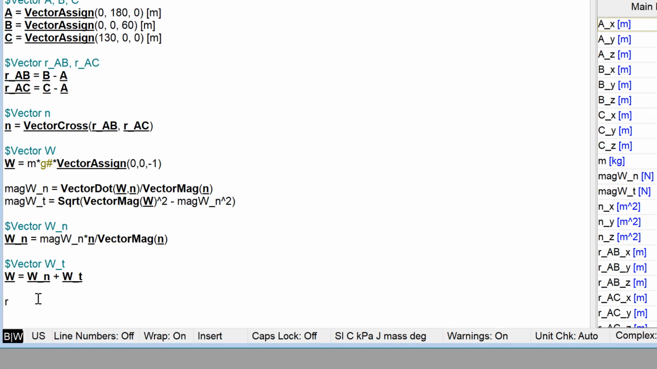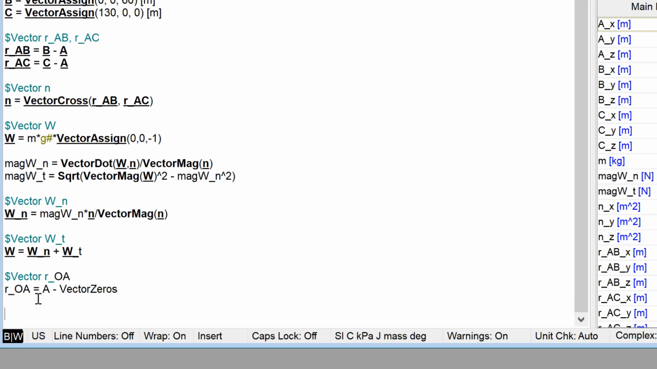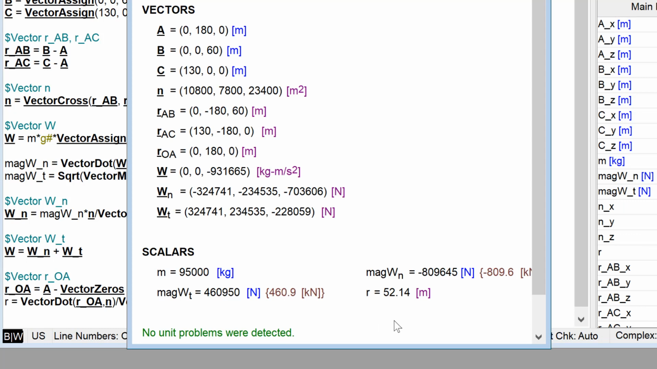So that is going to give me the distance, and that's a pretty easy equation to enter into EES. I've done it right here. And if I solve this, what I find is that the distance is 52.14 meters. So the origin is 52.14 meters away from the plane.